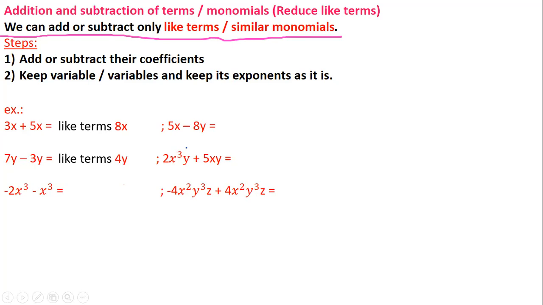I will stop here, guys, because our time is over. Please read the rules. The most important thing is to know the rules: how do we multiply and how do we add or subtract monomials, until we meet tomorrow, okay? Thank you guys for joining.